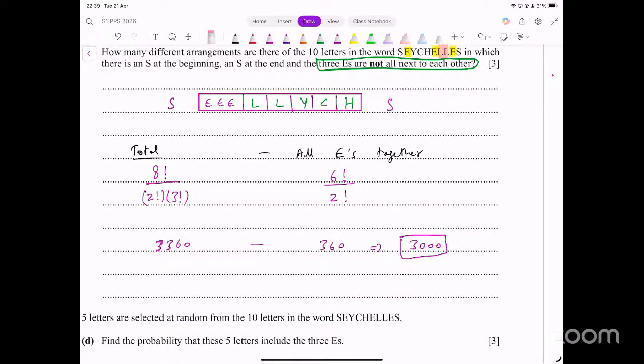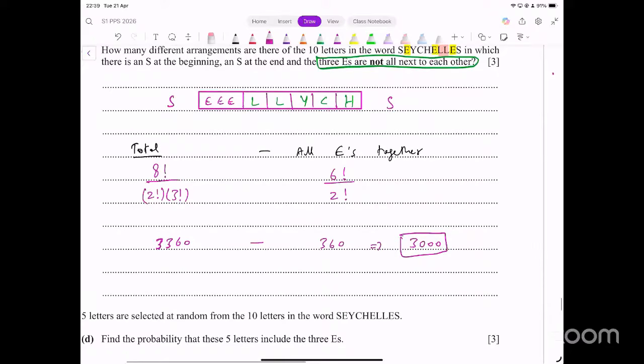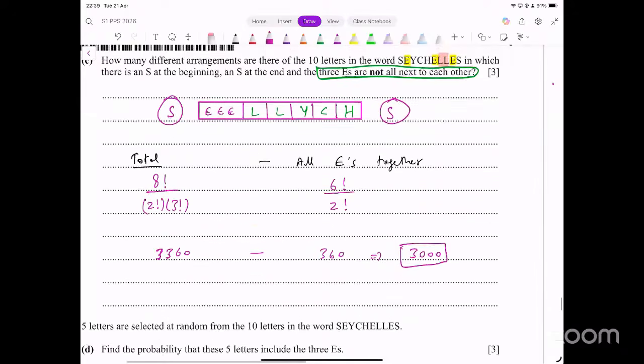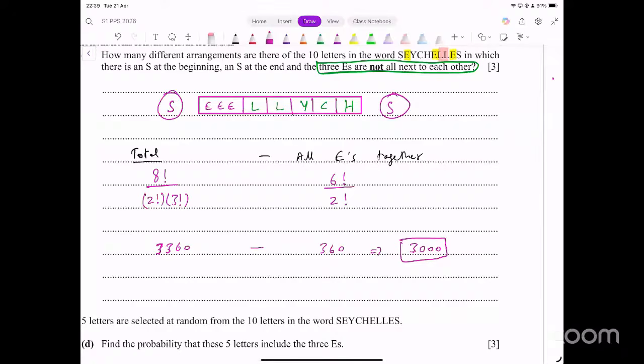Yes, so when they fix something and there's only one possible position for that, like in this case, S, we know that that is fixed, one on the left side, one on the right side, they cannot move. So when we consider number of possible arrangements, since S cannot even move, there is no possible arrangement for that.